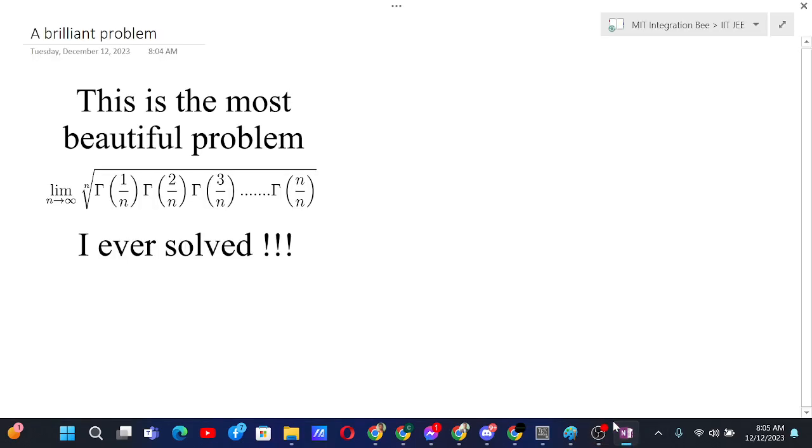This is the most beautiful problem I've ever solved. This is a problem of limits. We have the limit as n goes to infinity of the product of gamma functions in all of this raised to 1 by n. So you can first let this limit be L.